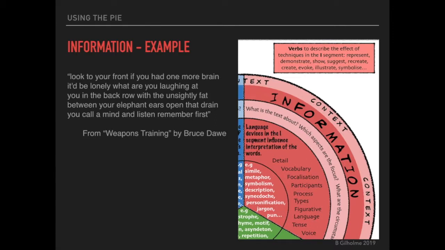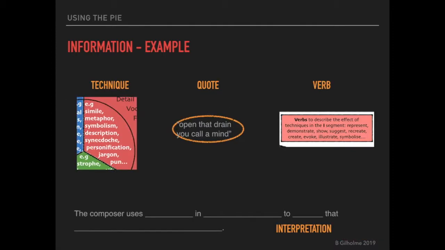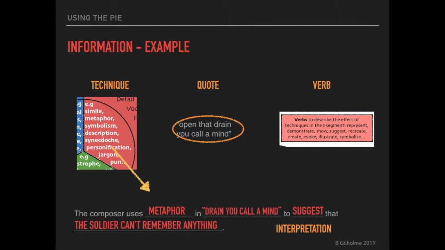So the example that I've identified here is "open that drain you call a mind." So it's metaphorical. Doing the same thing that we did with the P segment, we're going to transfer that into a scaffolded sentence. You'll see that it's very similar to the sentence we used for the P segment. This time it's: the composer uses, and we put in the technique again, then the quote, to, and that's where our verb goes.